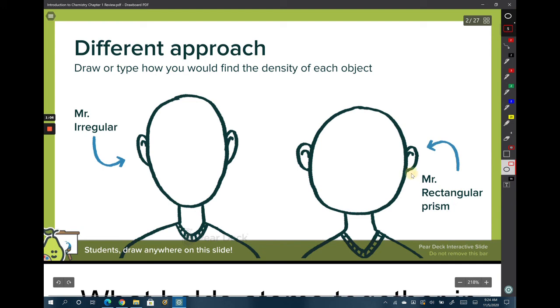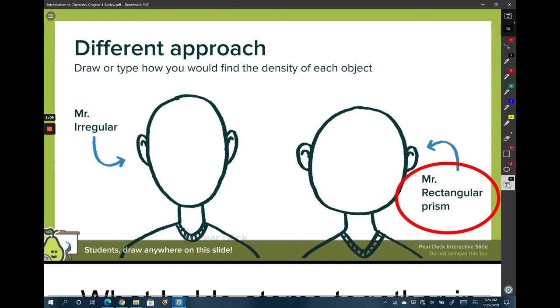So if it is a rectangular prism, if it is a cube, if it's a pyramid, something like that, you basically are going to use a formula to get the volume, and then you would use your density equals mass divided by volume formula to calculate the density.